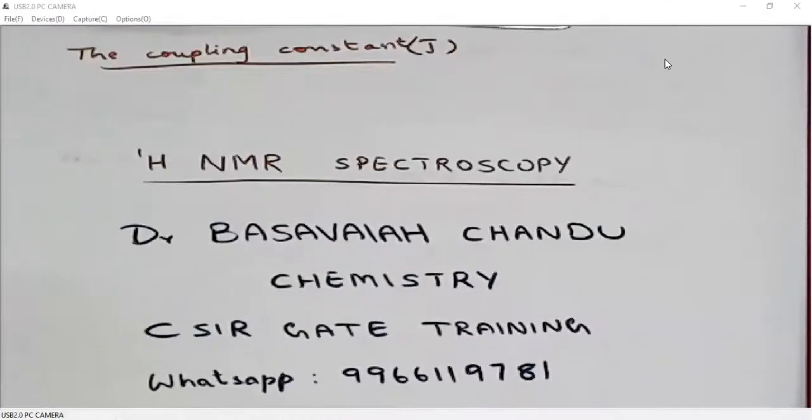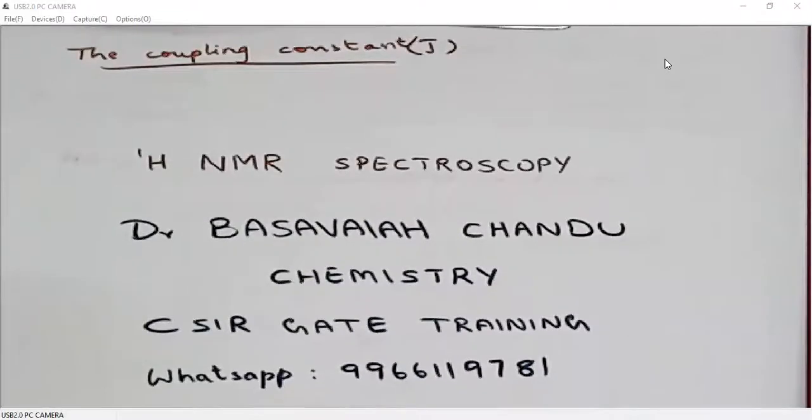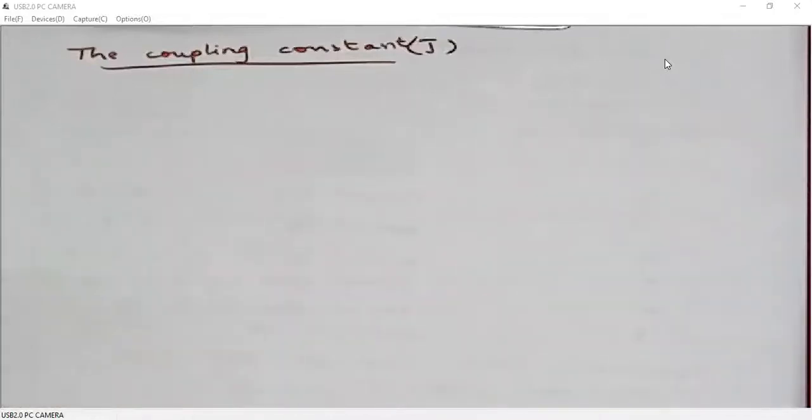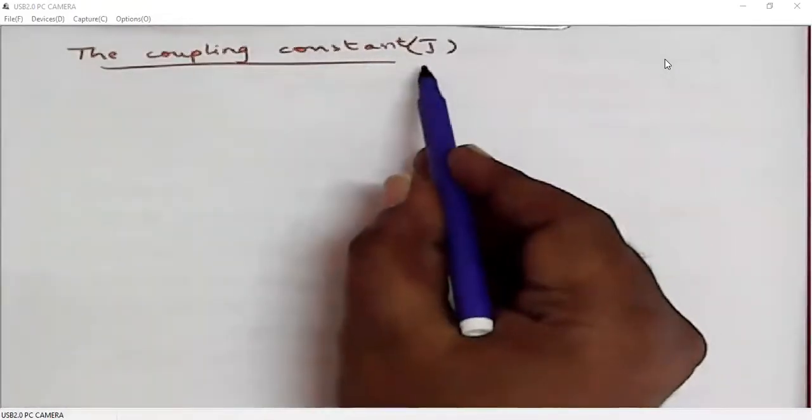We were discussing proton NMR spectroscopy. In this class, we will discuss coupling constant and some problems related to the proton NMR interpretation. What is a coupling constant? Coupling constant is indicated by J.